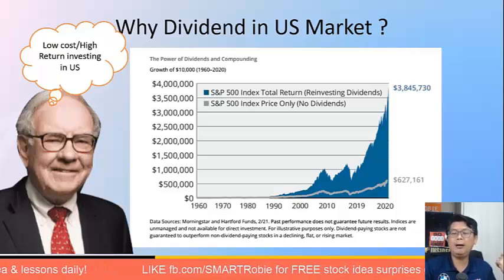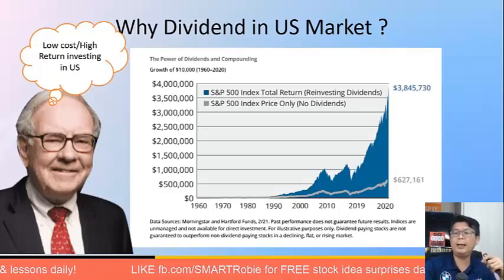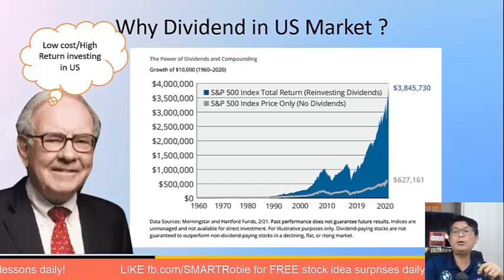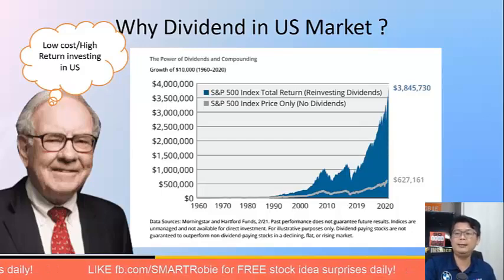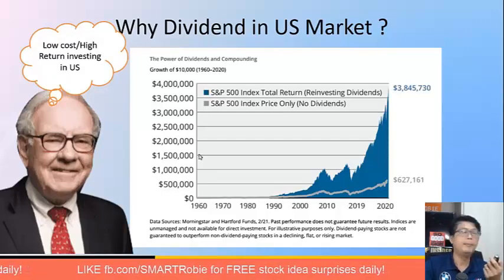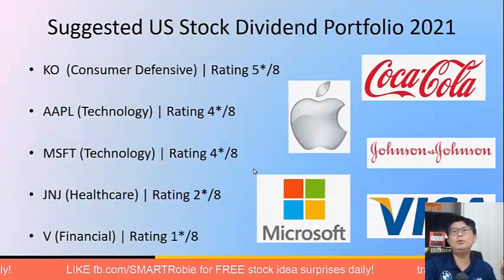Shall we reinvest the dividend payout? Another question here from Andy, the dividend payout. Usually the dividend goes back to your bank account, so you have the cash there, and yes, you need to reinvest that back. All right, take note of that one. All right, let's move on to US.